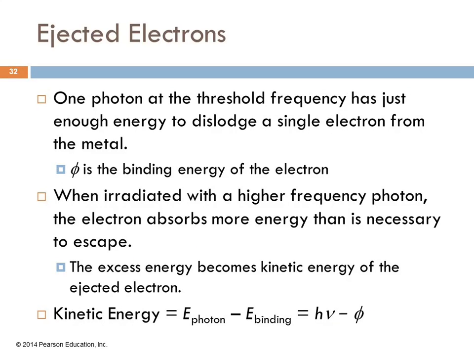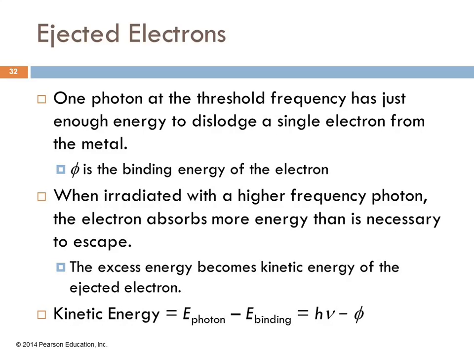Wow, this is a long section. Okay. Ejected electrons. So let's think about those electrons that get ejected from the metal. 1 photon at that threshold frequency has just enough energy to dislodge a single electron from the metal. If you've got a photon that's below the threshold frequency, it can't eject any electrons. So you get right up to that threshold frequency, and that photon has enough energy to eject 1 electron.